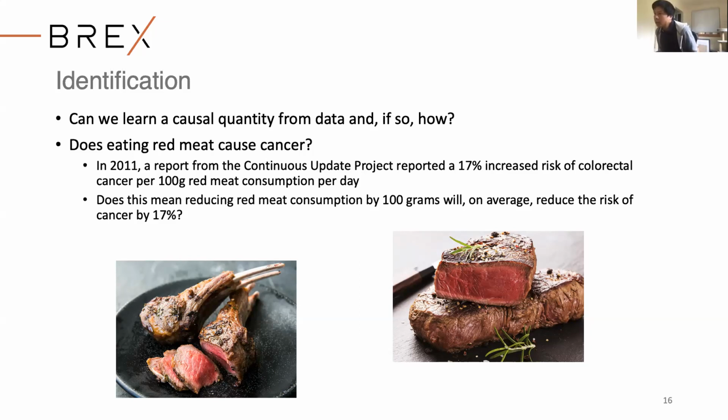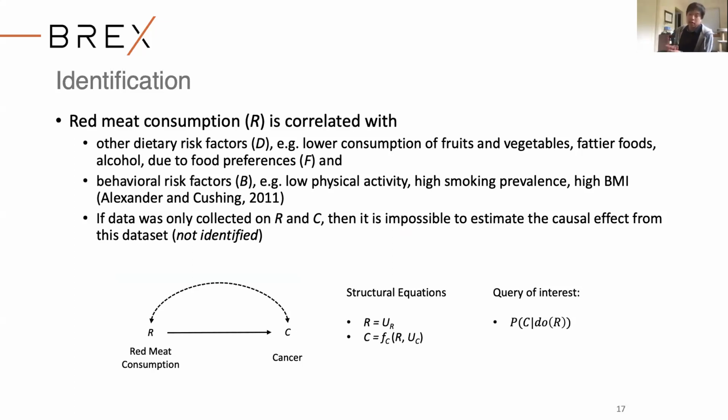Okay. In this case, I don't necessarily care just about this correlation. I really care about whether I should be changing my habits and whether I should be eating more or less red meat, right? So in what ways might that correlation not actually be indicative of the effect of eating red meat on cancer?